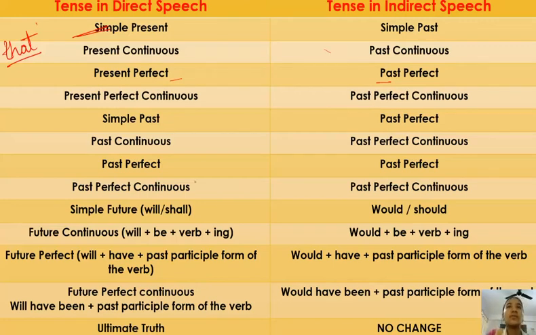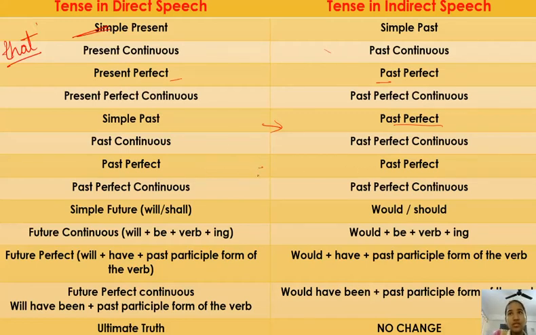Then when we come to past: simple past to past perfect. Simple past is he said, I went to school. He said that he had gone. Past perfect, we have to include had. Had plus gone, that's the past participle form of the verb. Then past continuous. He said, I was going to school. He said that he had been going to school. Then past perfect. He said, I had gone to school. He said that he had gone to school.